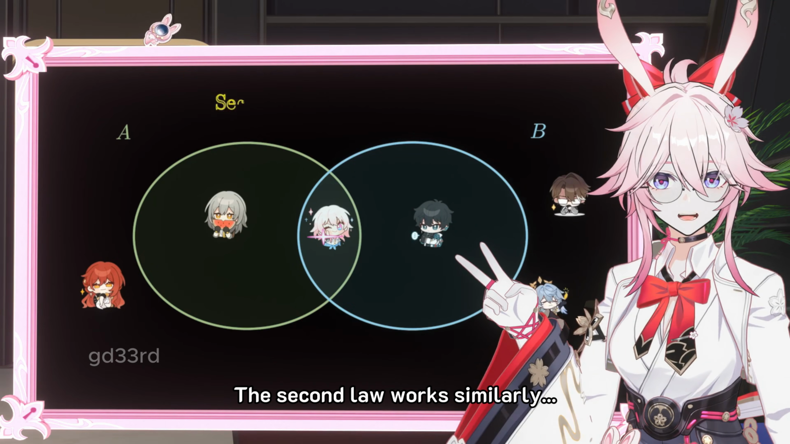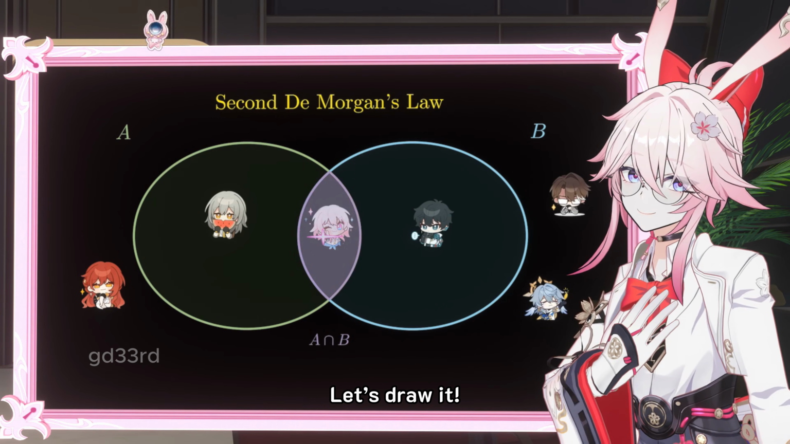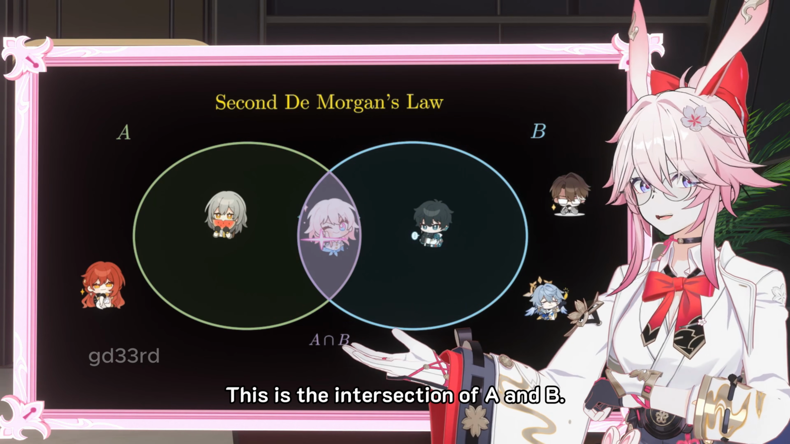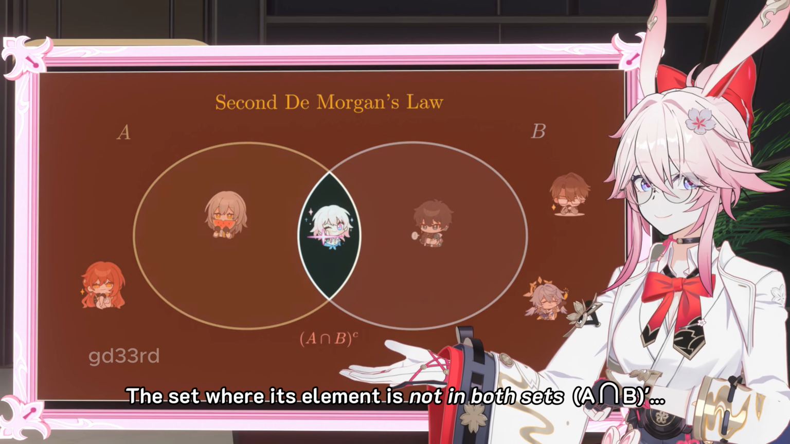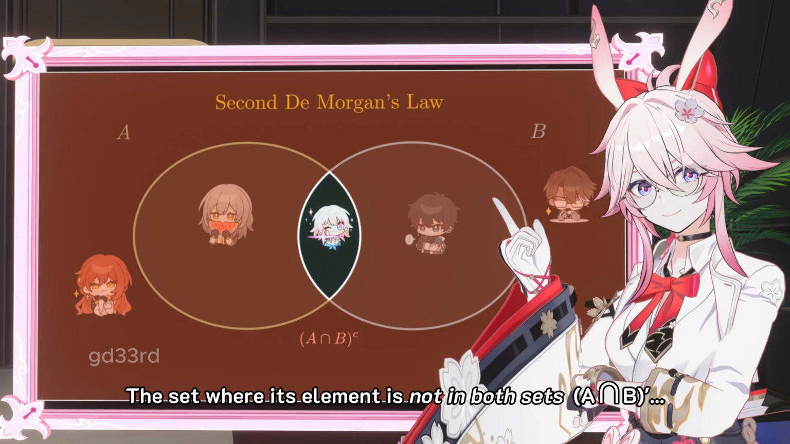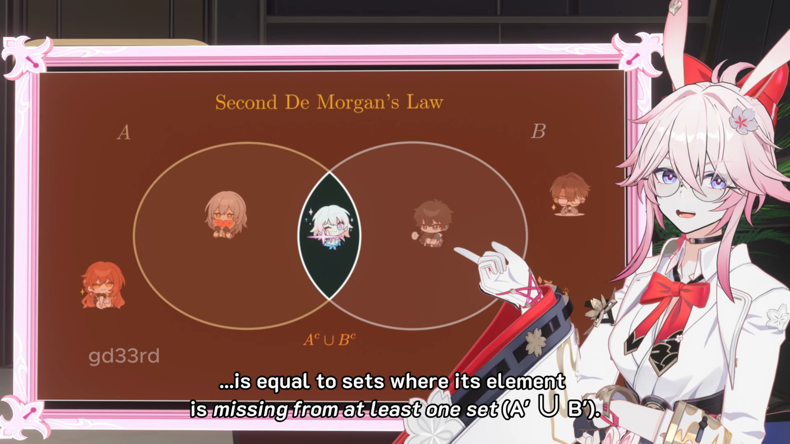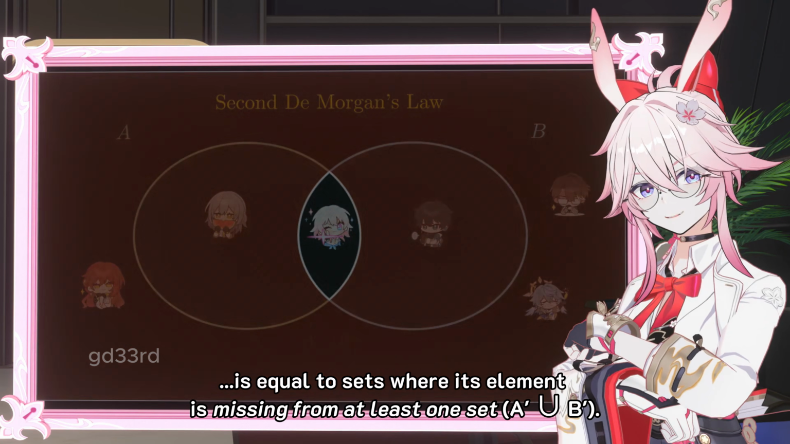The second law works similarly. Let's draw it! This is the intersection of A and B. The set where its element is not in both sets is equal to the set where its element is missing from at least one set.